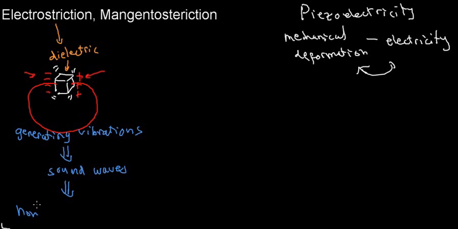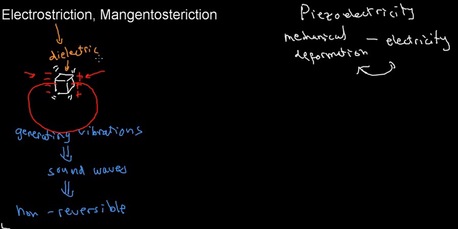What we need to understand about electrostriction is that it is non-reversible. Meaning that I can't take this crystal, shoot it with ultrasound, and have it give me information in the form of electricity that I can interpret. That would not happen with electrostriction. Let's see what happens with magnetostriction.